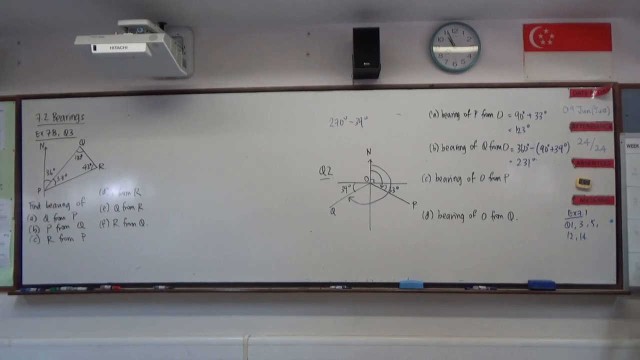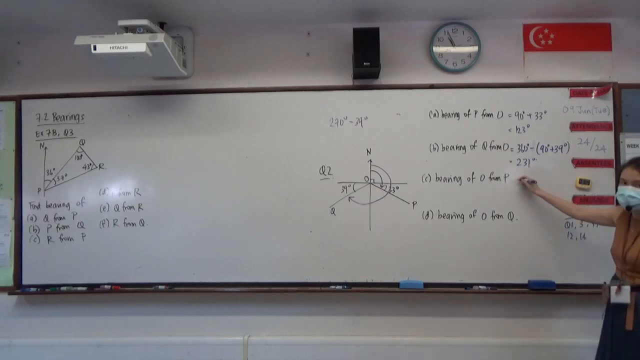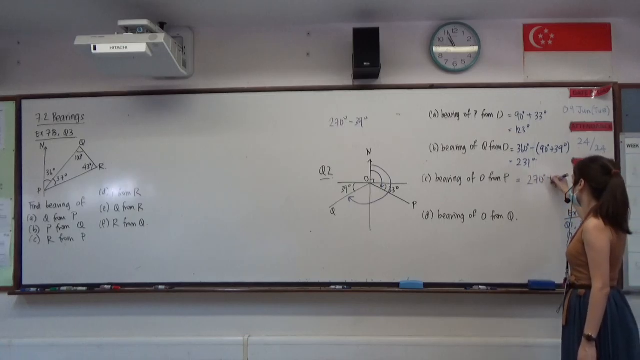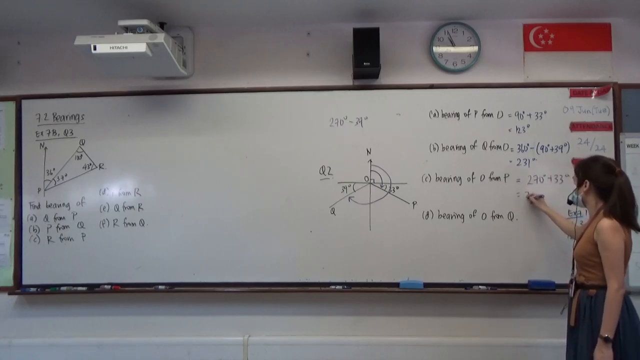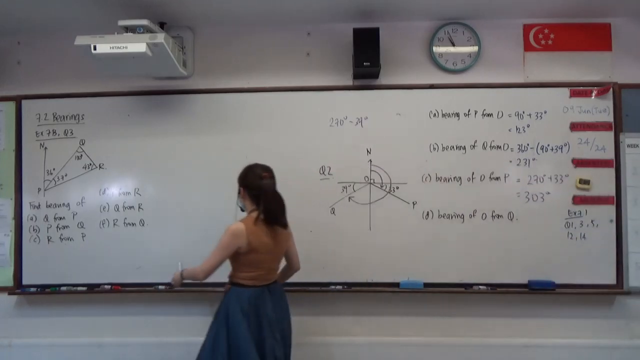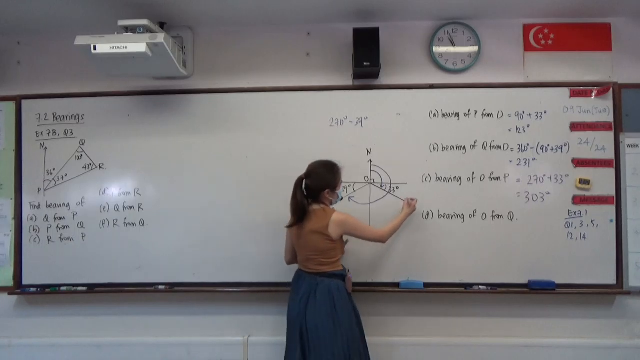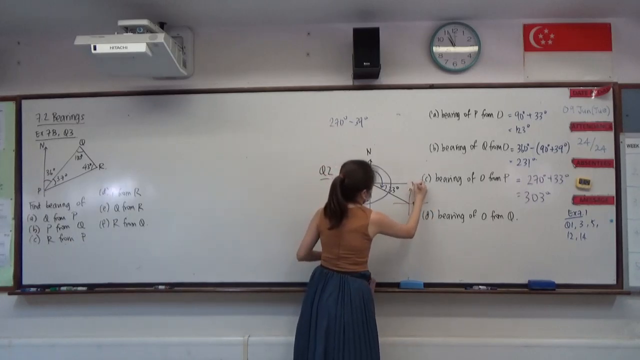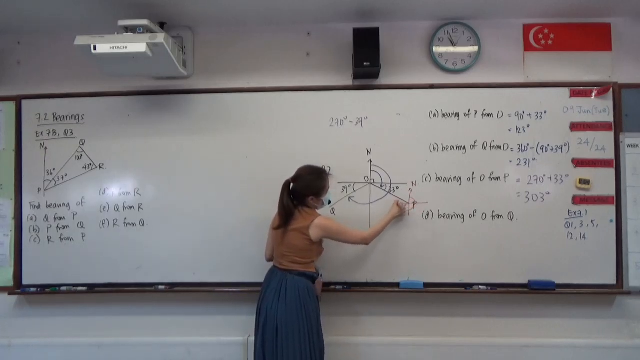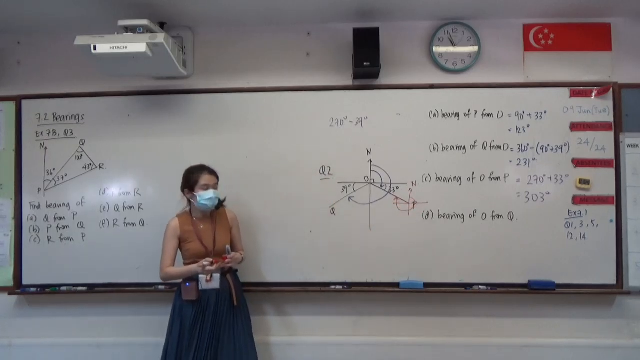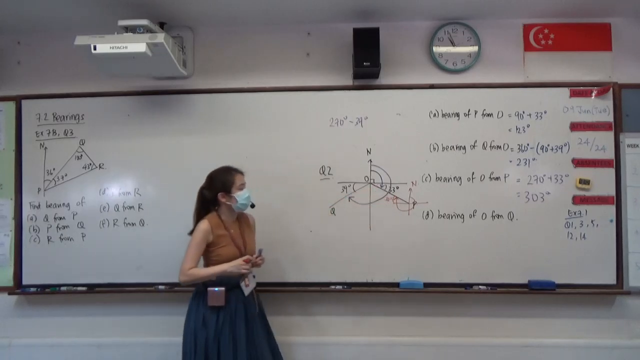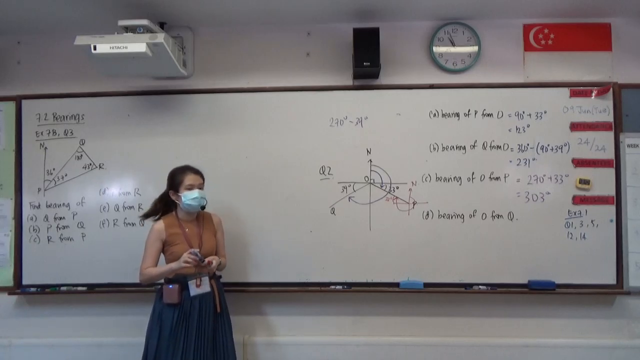303. How do you get 303? 270 plus 33, okay, good, so 303. We want to find out the bearing from P, so at P itself we do this. Then 270 plus 33, because we want to find out what this angle is, and alternate angles will tell you that this is 33 degrees. Alright, great.